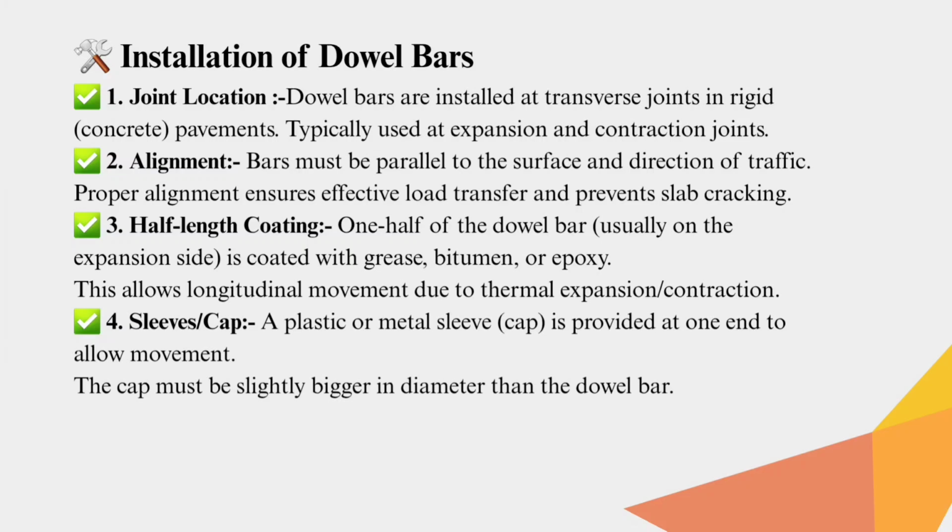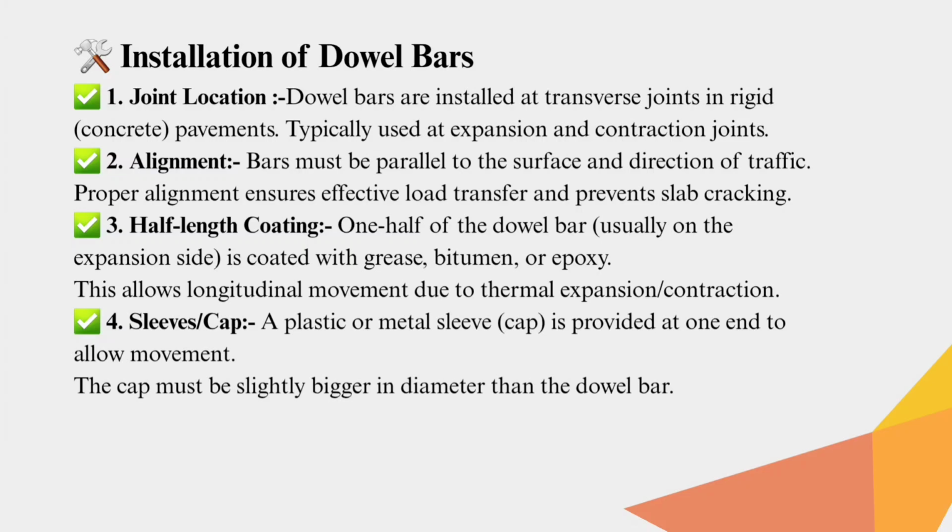Then the next point is half length coating. One half of the dowel bar, usually on the expansion side, is coated with grease, bitumen or epoxy, and this allows the longitudinal movement due to thermal expansion or contraction.